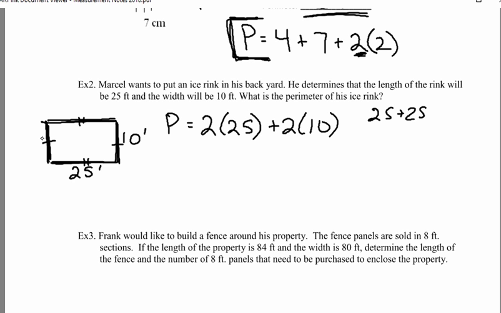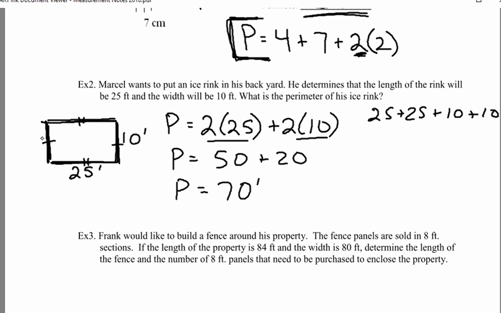25 plus 25 plus 10 plus 10. Is that acceptable? Yeah, kind of, sort of. It's at a point now in your math where you should be writing better than just 25 plus 25 plus 10 plus 10. Solve it, multiply first. 50 plus 20, perimeter is 70 feet. There's your distance around.